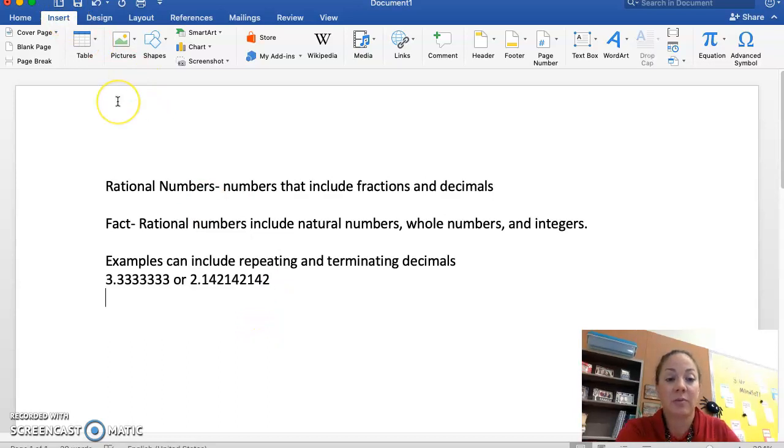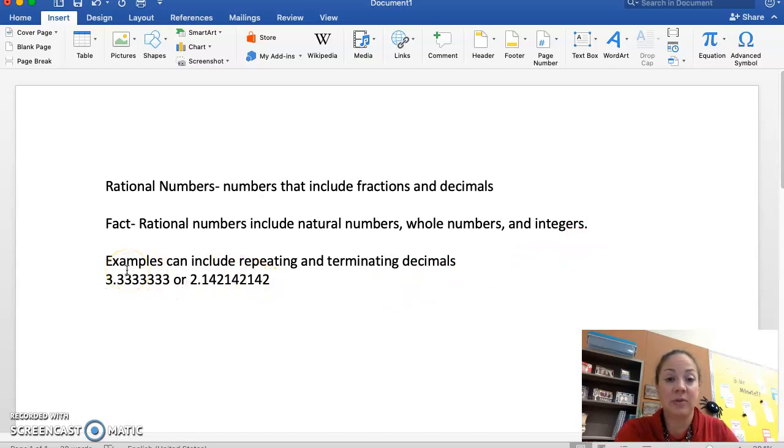Rational numbers are numbers that include fractions and decimals. A fact about rational numbers is that this category includes all of your natural numbers, your whole numbers, which is when you add in 0, and integers, which is adding in your negative numbers.